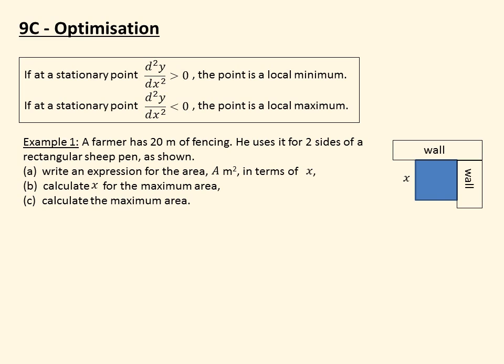So the first part is write an expression for the area. Well, the area is this side here, X, multiplied by this bottom side. So if the length of the whole fence is 20 and the left hand side is X, then the bottom part of the fence must be 20 minus X. And we can multiply this out.